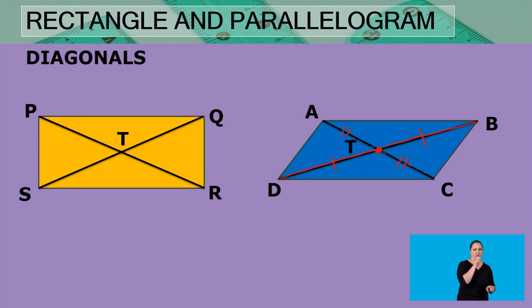Now, what makes a rectangle special is that the diagonals of a rectangle, not only do they bisect each other, but they themselves are equal as well. So that means that PR is equal to SQ. So those diagonals themselves are equal. So yes, they do bisect each other just like a parallelogram, but they are also equal.